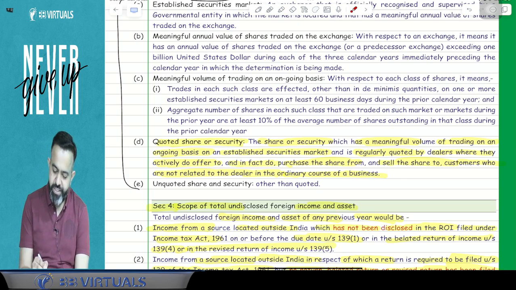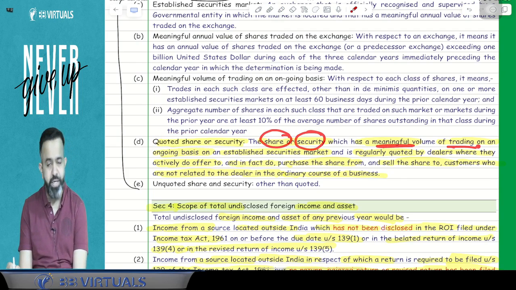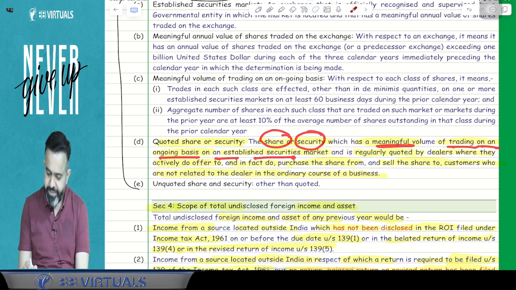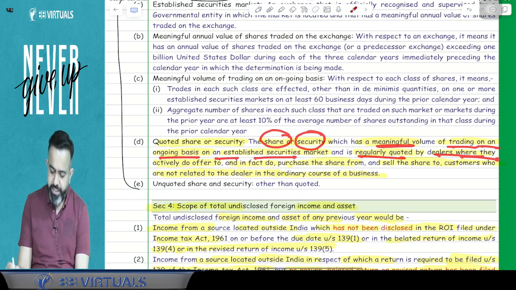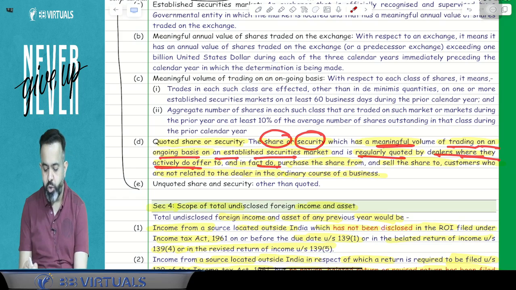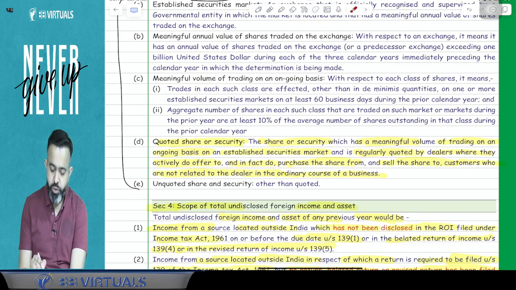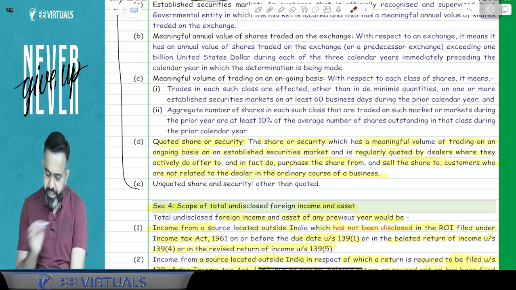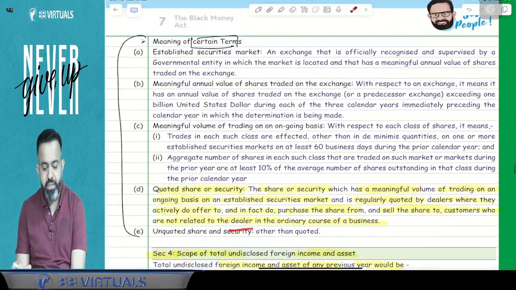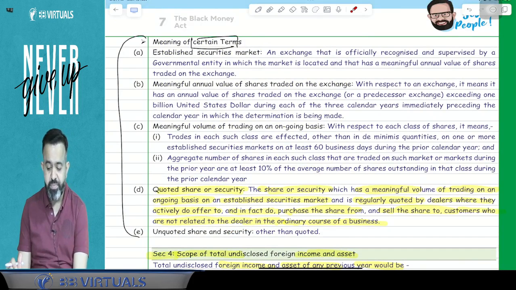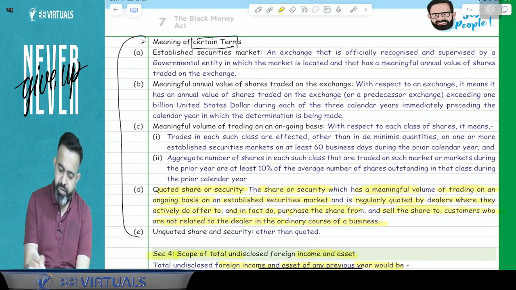So they are saying that quoted share and security means a share or security which has the meaningful volume of trading on an ongoing basis on the established security market and is regularly quoted by the dealer, where they actively do offer to and in fact do purchase the shares from and sell the shares to customers who are not related to the dealer in the ordinary course of business. That is called your quoted share and security. But here they use the word established security market. Now what do you mean by the established security market? So here the established security market definition is given.